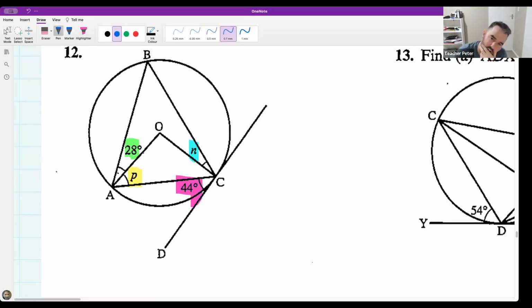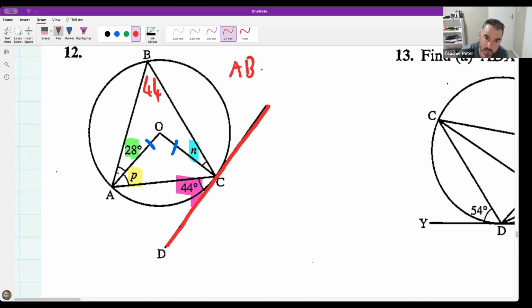So where do I start? I do notice these are radii, which might be helpful. And I do notice that that's a tangent. So that could be helpful. I do notice there's an angle at the center and something at the circumference. So that could be helpful. Where would I go first? I think what I would do is I would say this is 44. I think I would go for that first.